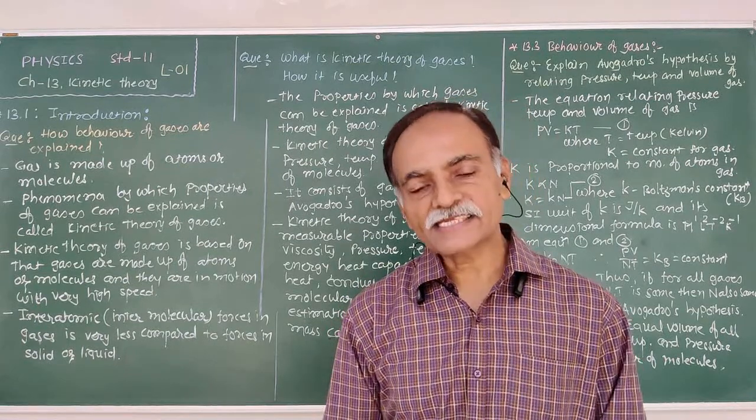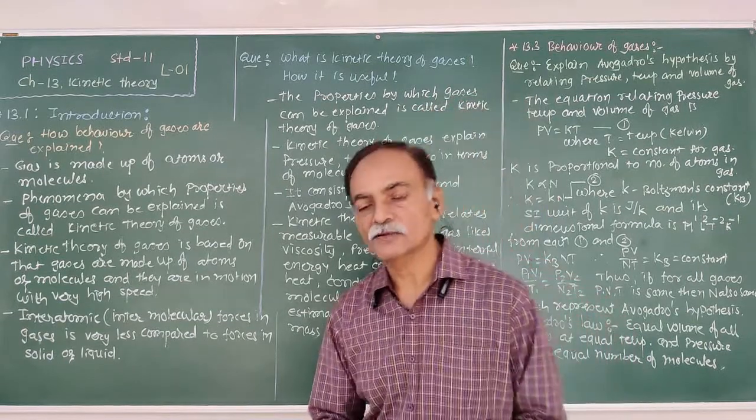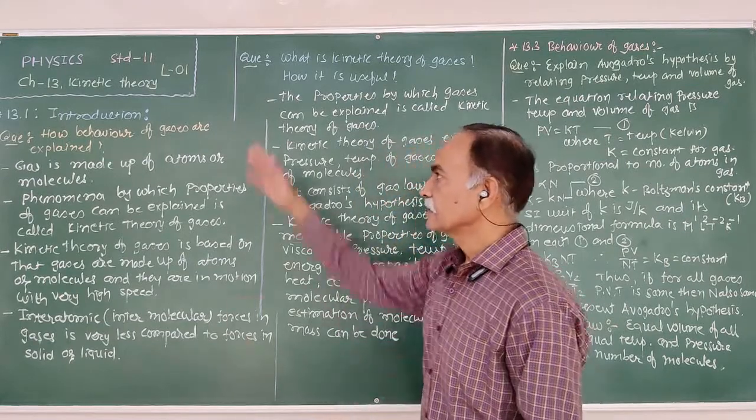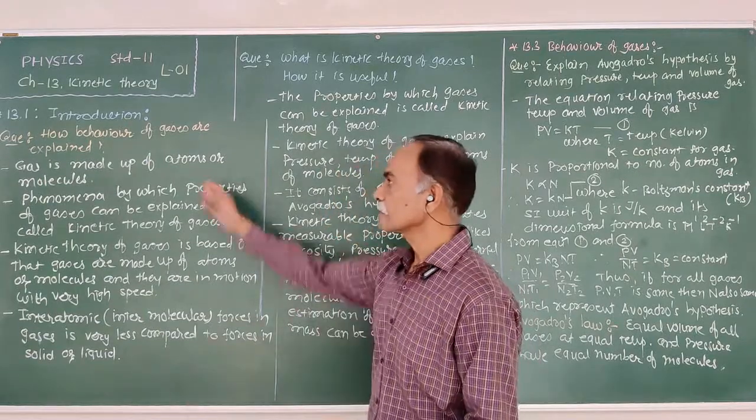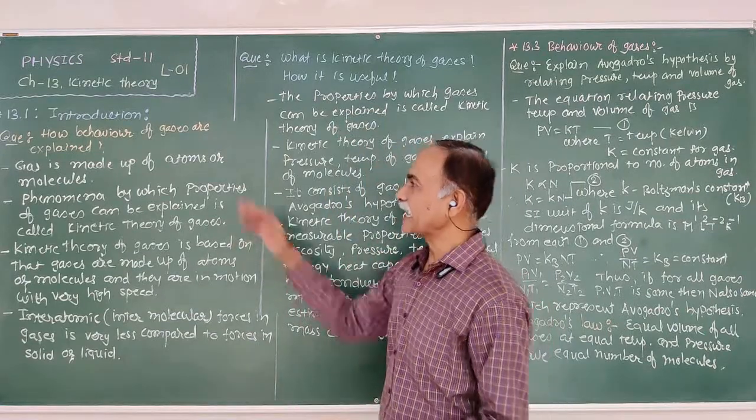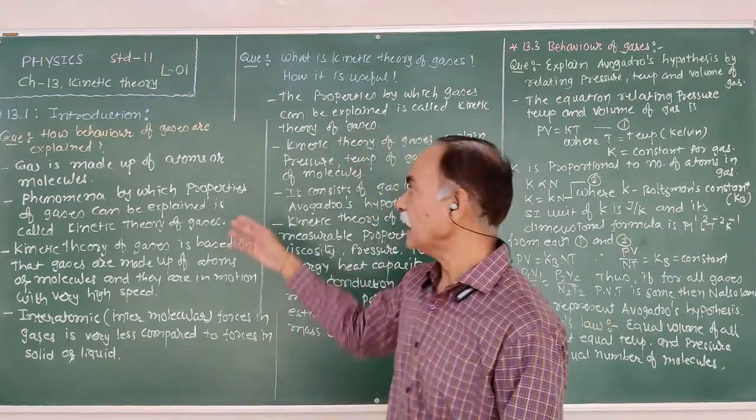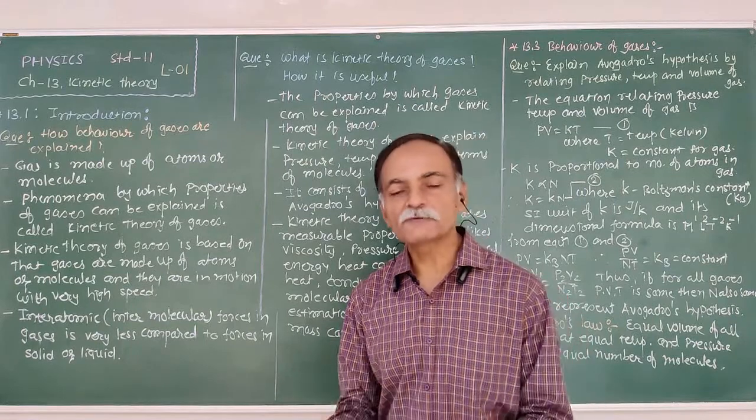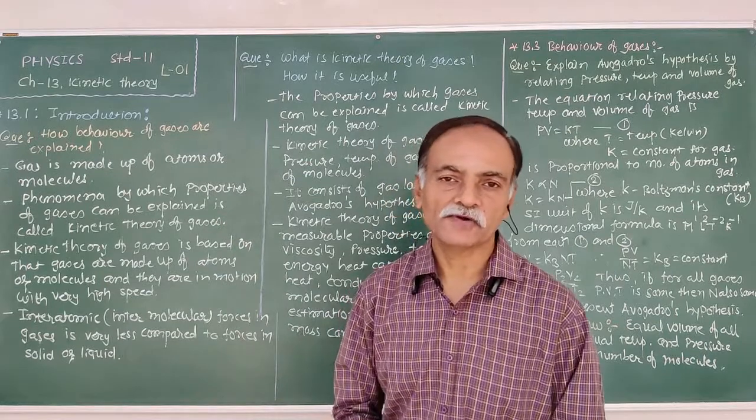Now, the gas state of any material is compressible because the distance between the atoms or molecules is very large compared to solid and liquid. So the behavior of gases can be explained. Again, the gas is made up of molecules or atoms. Right? What is the kinetic theory of gases? The phenomena by which the properties of gases can be explained. The phenomena by which we can explain the properties of gases is known as the kinetic theory of gases.